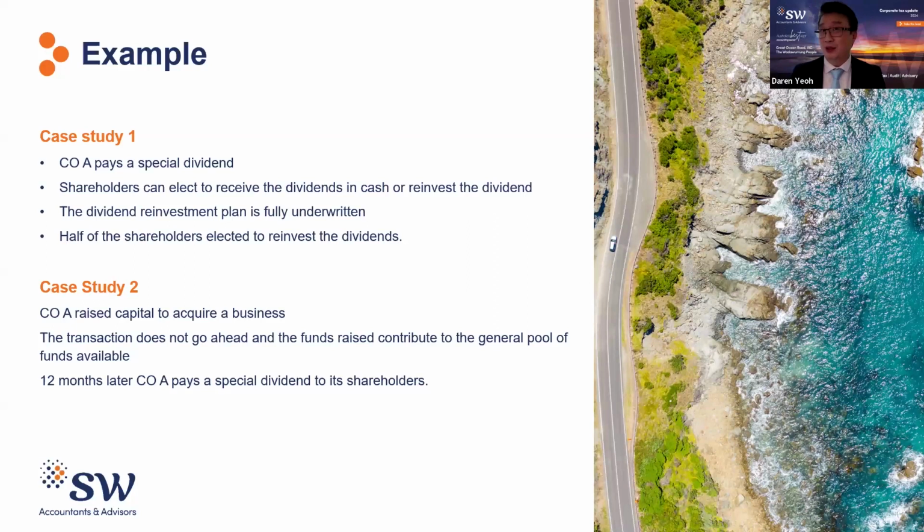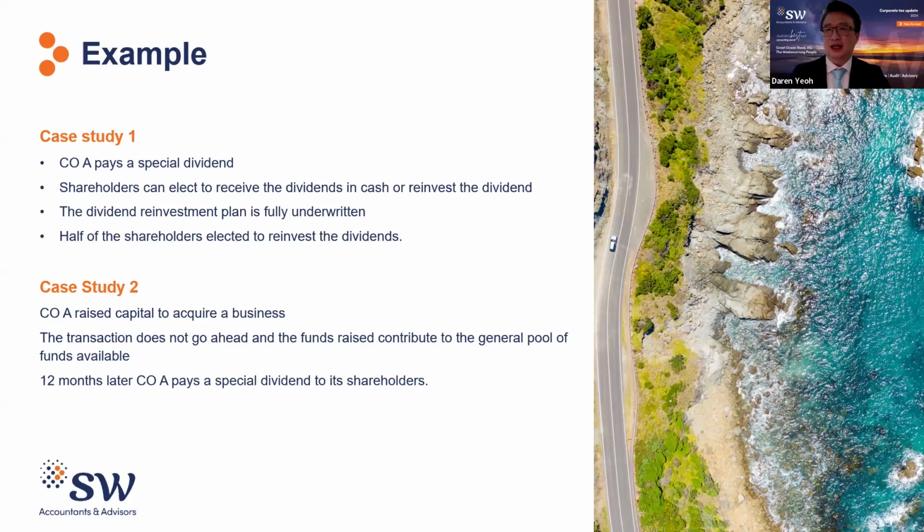So this was an example in the explanatory memorandum, and it was expounded that the rule is triggered because half of the shareholders have elected to reinvest the dividends. So basically, you're raising equity and using it to pay the dividends, and the fact that the dividend reinvestment plan was fully underwritten seems to factor into that analysis as well.